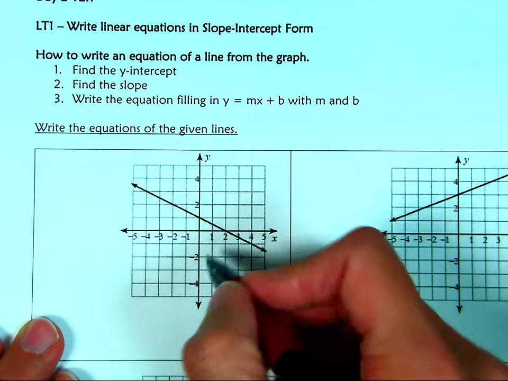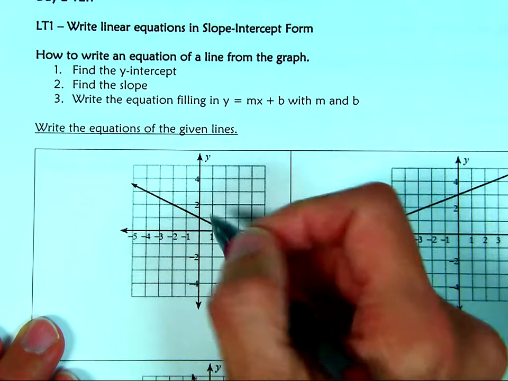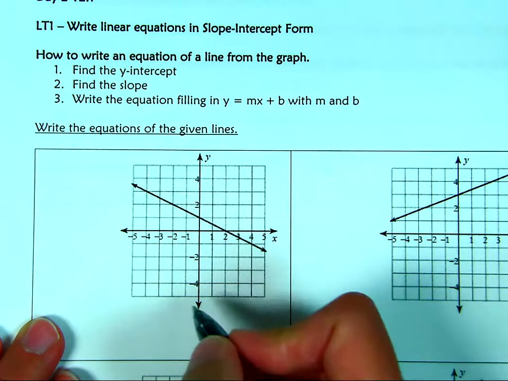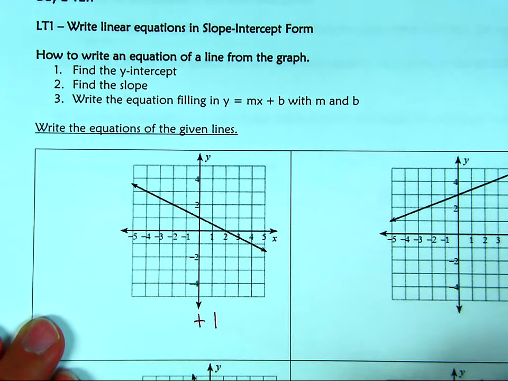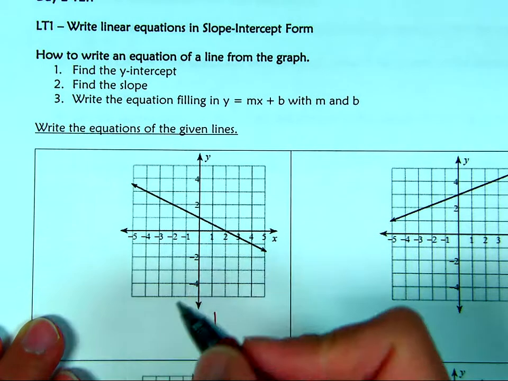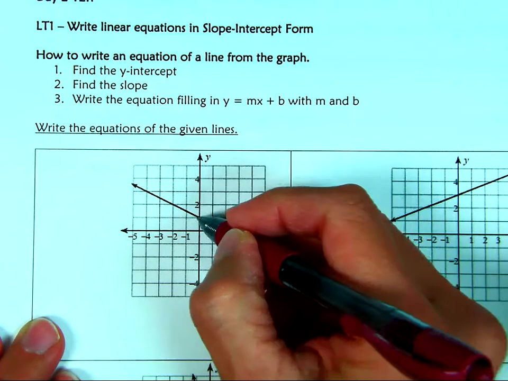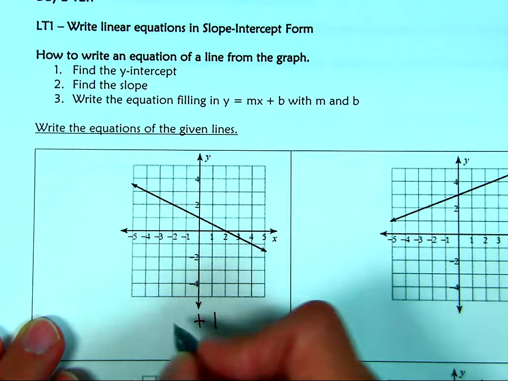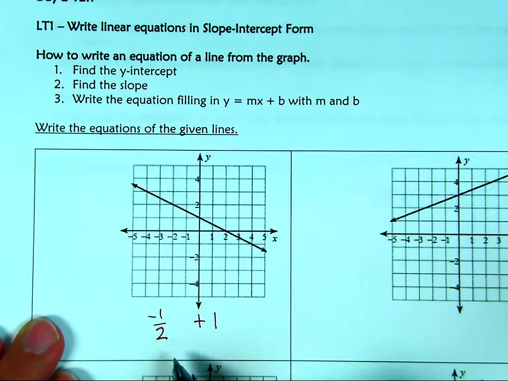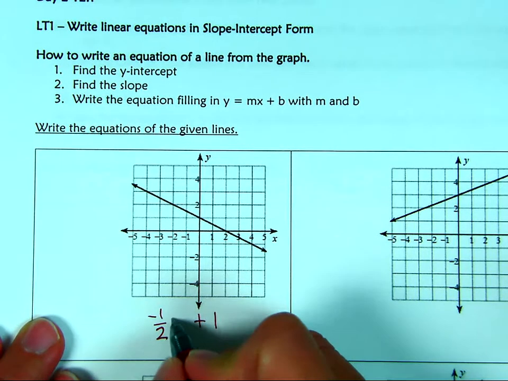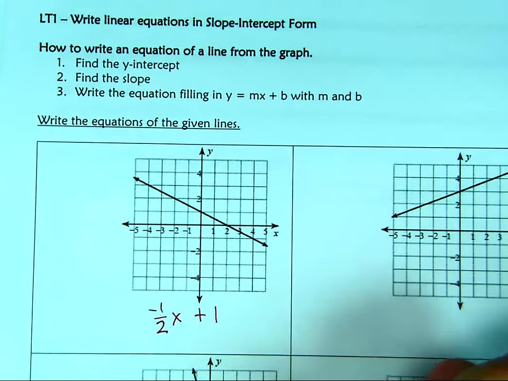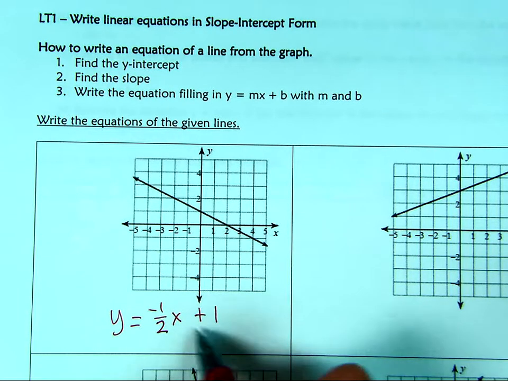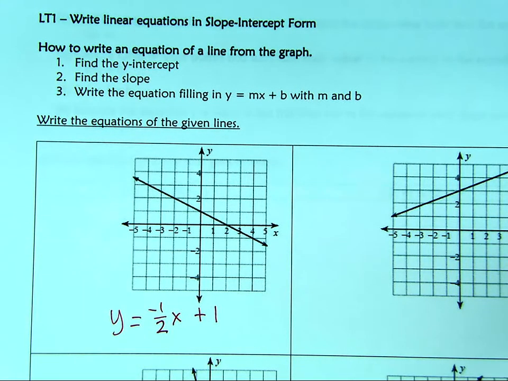So here we go. We have the y-intercept of 1. So there's a 1. And we have a slope of down 1, right 2. So down 1, right 2. So we find our slope and our y-intercept, and we have our equation because we put the slope in front of the x, and we put our y-intercept afterwards.